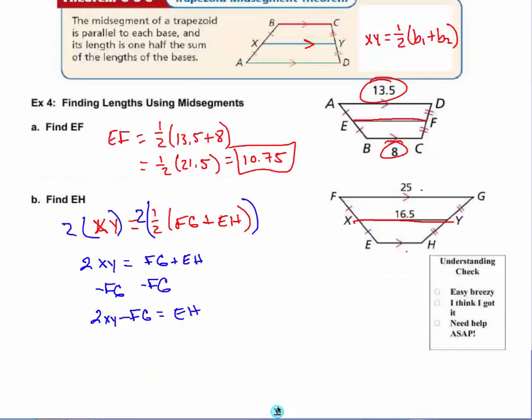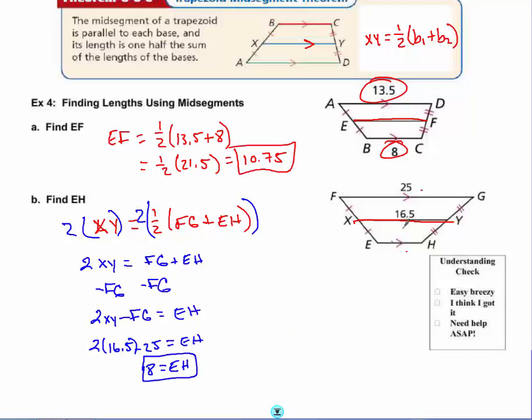You may be out of room here, but I can do 2 times 16.5 minus 25. And that'll equal EH. So 16.5 times 2 is 33, minus 25 is 8. Okay? So that's the fancy, look at me, I'm good at math, algebra way to do this.